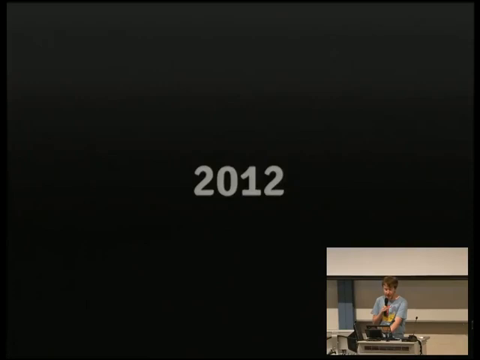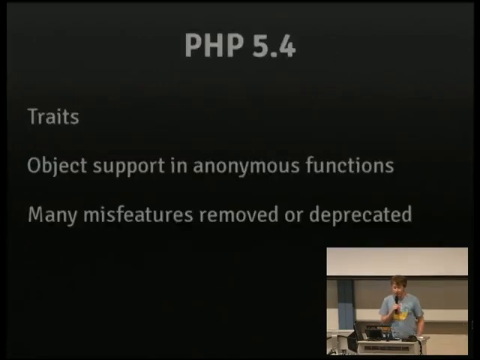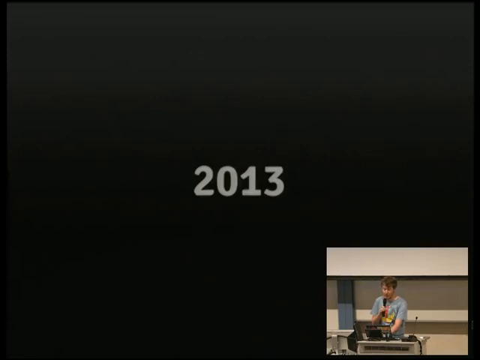So last year, again the dim distant past that I don't remember at all, we released PHP 5.4 with the incredibly misleadingly titled feature traits, which probably should have been called mix-ins in hindsight. Sorry about that. Object support and anonymous functions. We got rid of register globals, magic quotes, a whole bunch of other things that needed to get removed. That year, we have two problems.